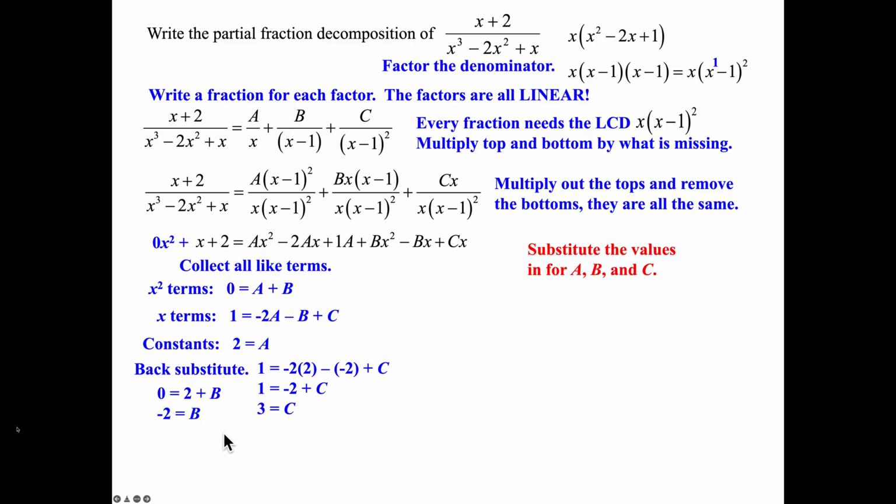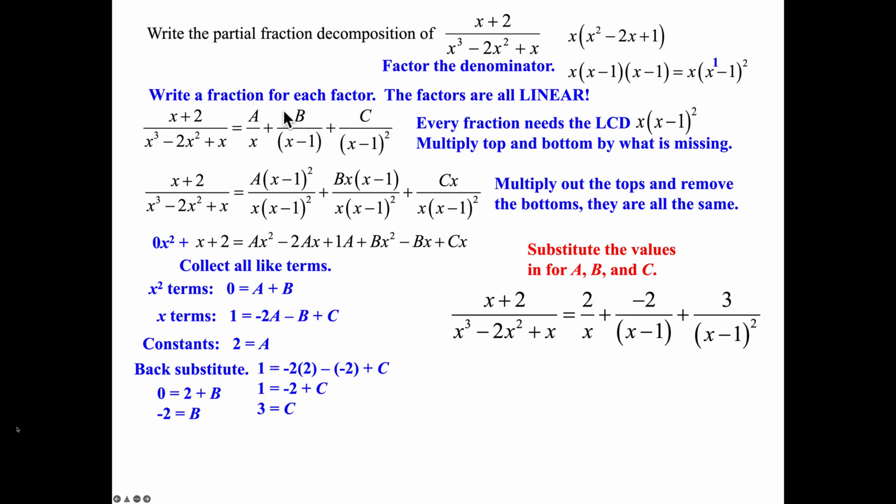So we'll substitute in our answers for A, B, and C back at our beginning statement right here. So our partial fraction decomposition is A, 2 over x, plus our B, negative 2 over the x minus 1, plus our C, which was 3, so plus 3 over the x minus 1 squared.